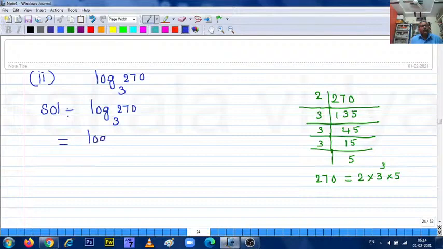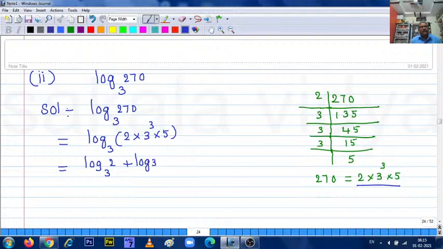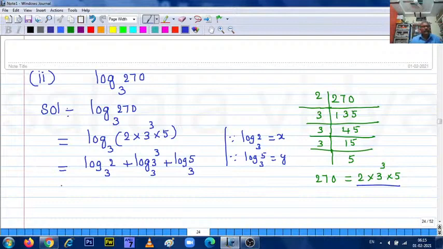This equals log of 270. In the place of 270, you write this value now: 2 multiplied by 3 cube into 5 to the base 3. This we can expand like this: log 2 base 3 plus log 3 cube to the base 3 plus log 5 to the base 3. Since we have log 2 base 3 equals x given, that log 5 to the base 3 equals y we have.